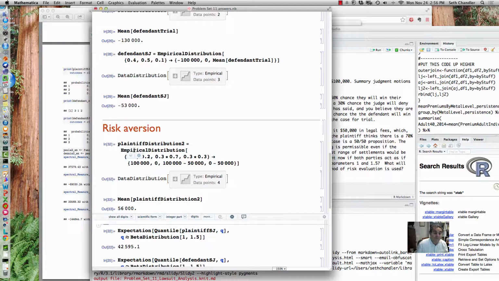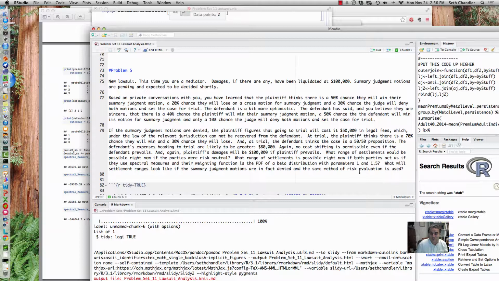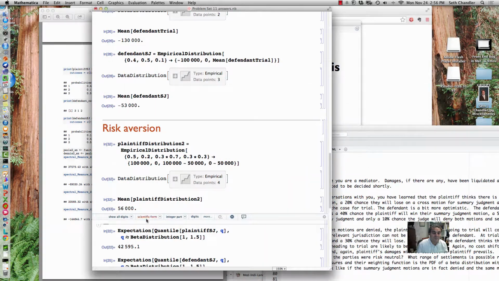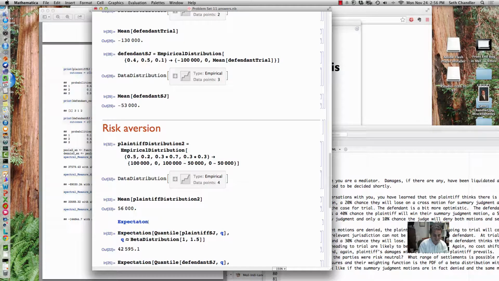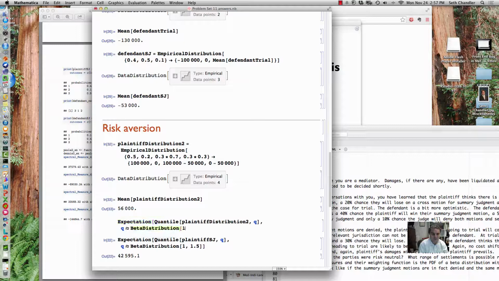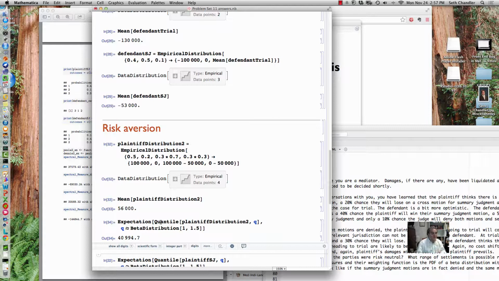However, if the plaintiff has risk aversion, we can't just take the mean of it. Instead, what we need to do is our expected quantiles. And just like every other plaintiff, this is their weighting function, a 1.5 weighting function, meaning they take the worst of 1.5 draws. So let's calculate the expectation of the quantile of plaintiff distribution 2 with respect to Q, Q being distributed according to a beta distribution with parameters 1 and 1.5.